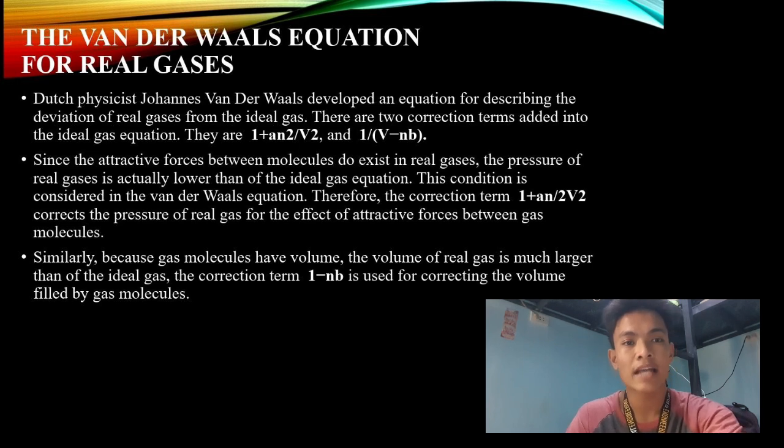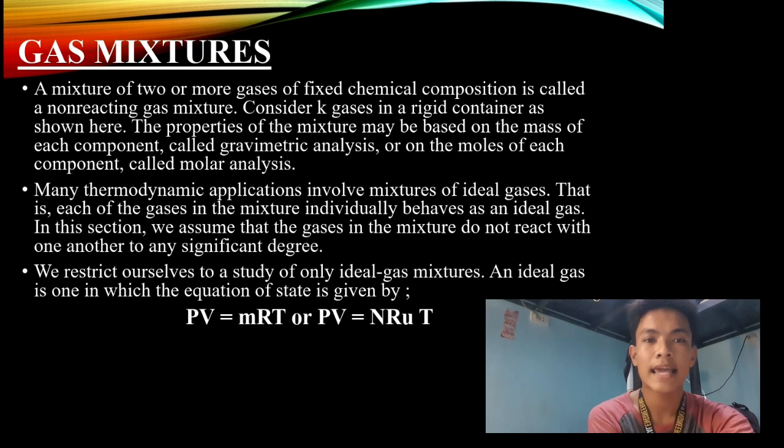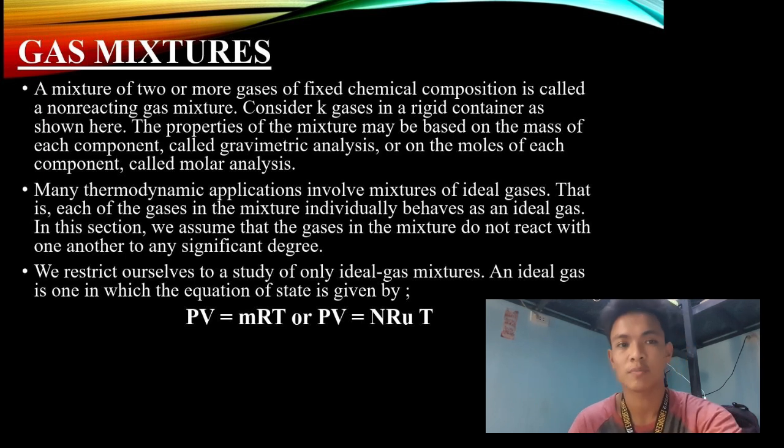Similarly, because gas molecules have volume, the volume of real gas is much larger than that of the ideal gas. The correction term V minus nb is used for correcting the volume filled by gas molecules. Lastly, gas mixtures. A mixture of two or more gases of fixed chemical composition is called a non-reacting gas mixture.